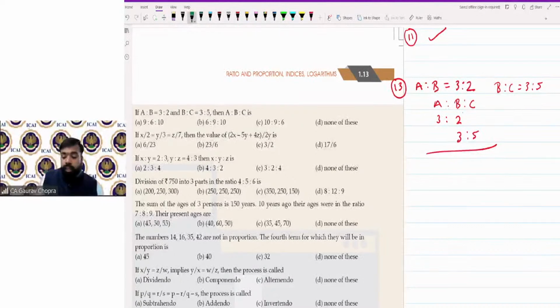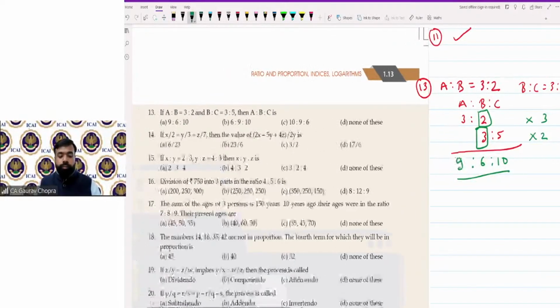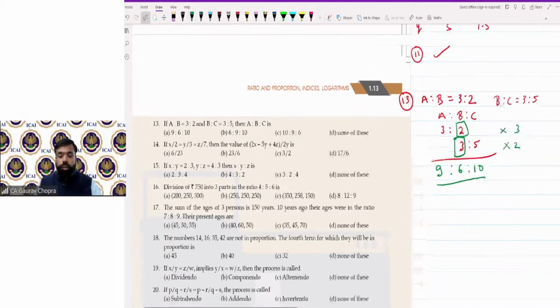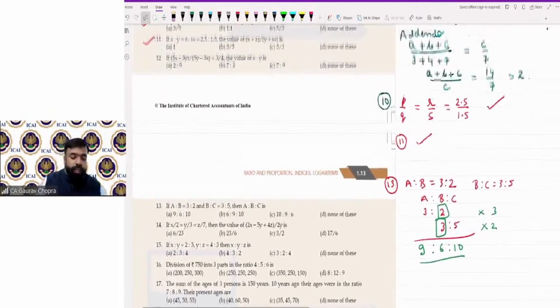So let us multiply them. Let us multiply this 3 with the first ratio and 2 with the second ratio. So 3 into 3 gives 9. Then 3 into 2 gives 6. And 5 into 2 gives 10. So this is the combined ratio, 9, 6, and 10. Okay. So which is the correct option? Option number A.